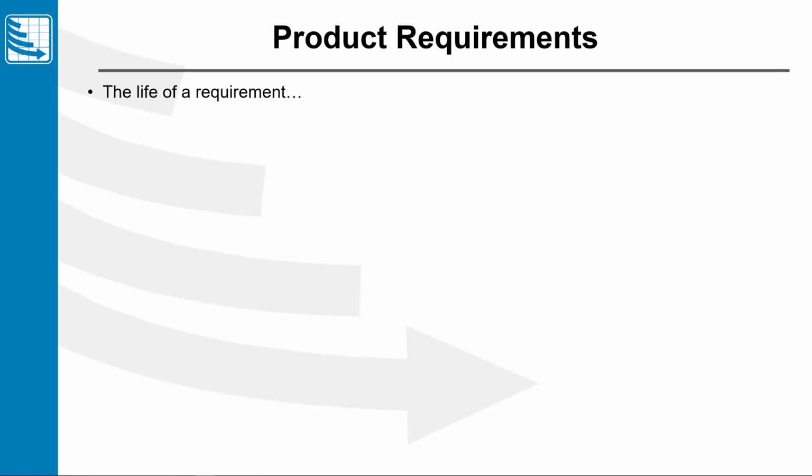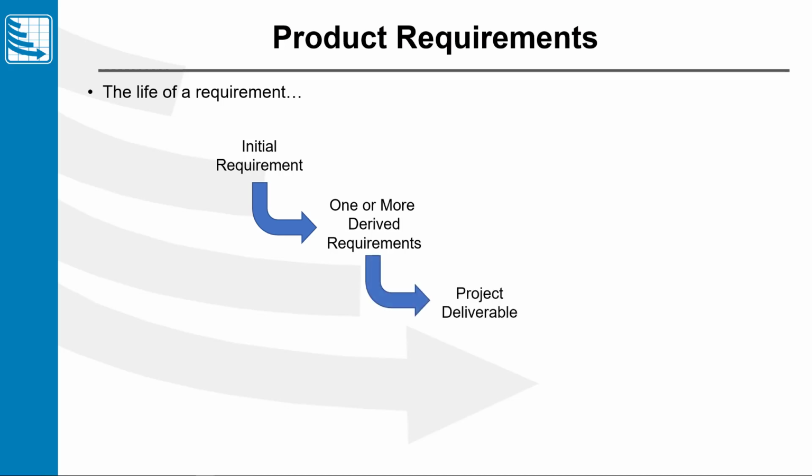Now, the basic life of a requirement. We've got the initial requirement. That initial requirement typically gets broken down into one or more derived requirements. And we're going to go through an example of this in the next slide. Each of those derived requirements is going to tie to a project deliverable. We are going to be producing something that satisfies one or more of those requirements. That's why we're doing the project. Everything ties back to requirements. We're not making anything that doesn't trace back to a requirement.